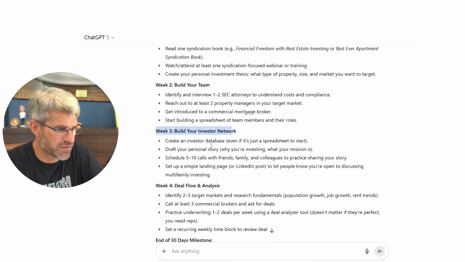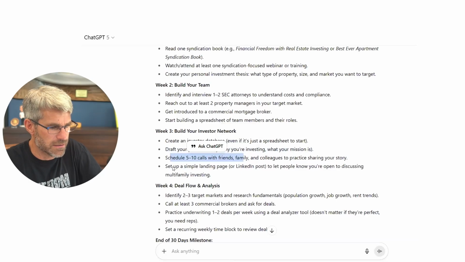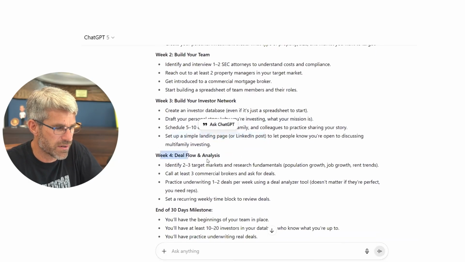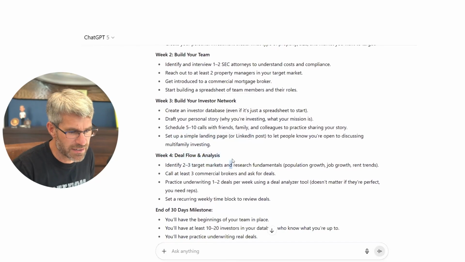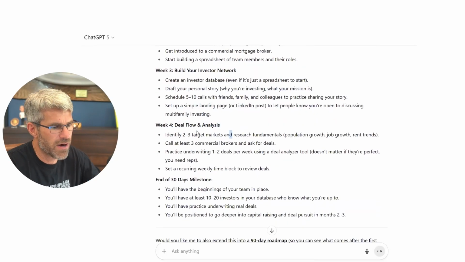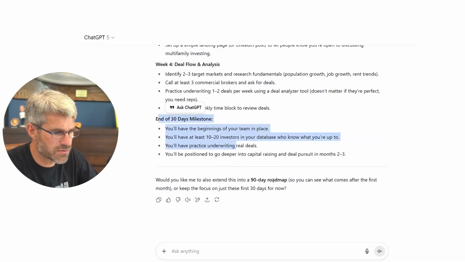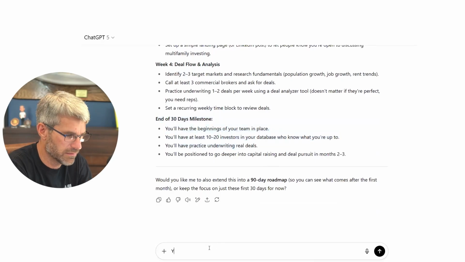And then build your investor network and create an investor database. Spreadsheet is fine. Draft your personal story, wire your investments, schedule 5 to 10 calls with friends, set up a landing page or LinkedIn post. Cool. Then week 4, deal flow and analysis: identify target markets, practice underwriting, so consider a recurring weekly time block to review deals. Cool. End of 30-day milestone. Would you like me to extend this to 90 days? Sure.